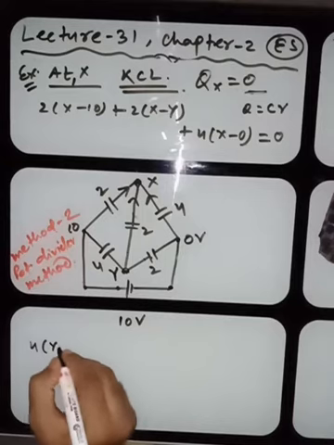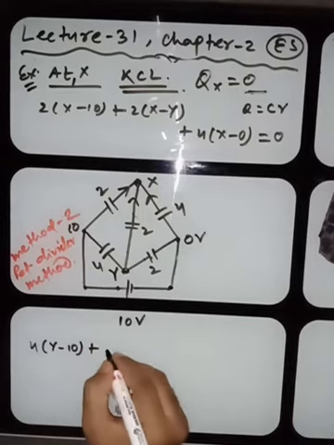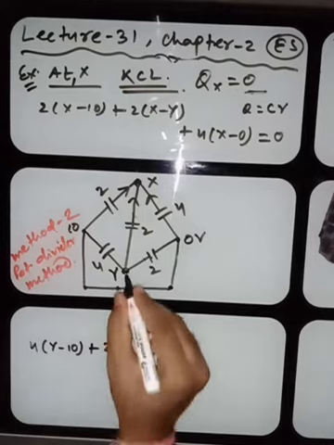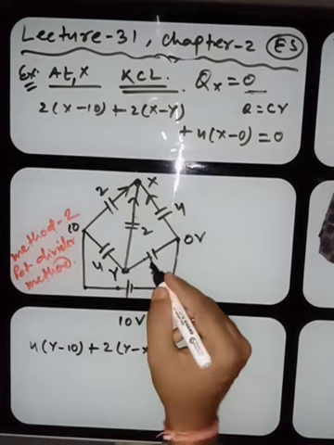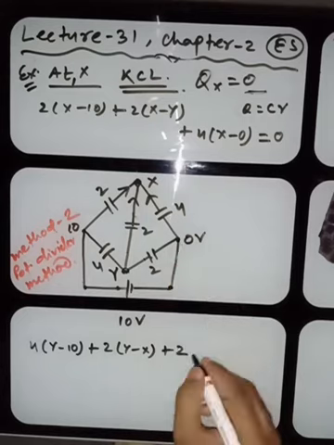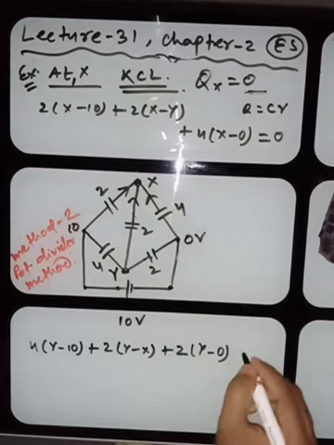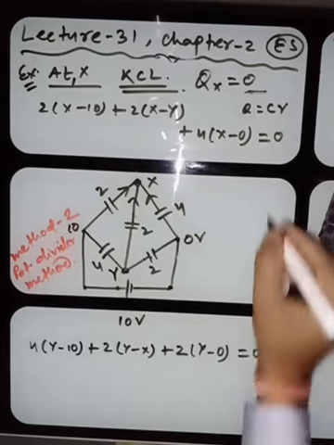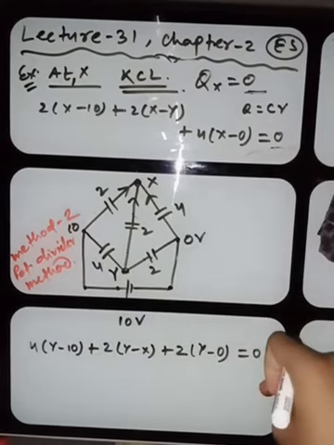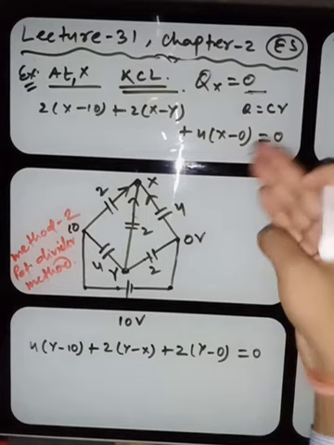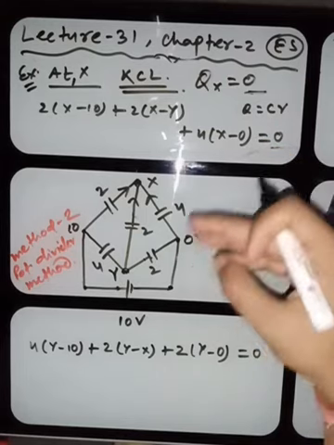How much? Y minus 10 plus 2 times (y minus x), plus (y minus x) plus 2 times (y minus 0), y minus 0, equal to how much? This is 0. Equation 1. Actually, after solving, you will get equation 1 and equation 2, and using equation 1 and 2, solving for x and y, you will have the answer.